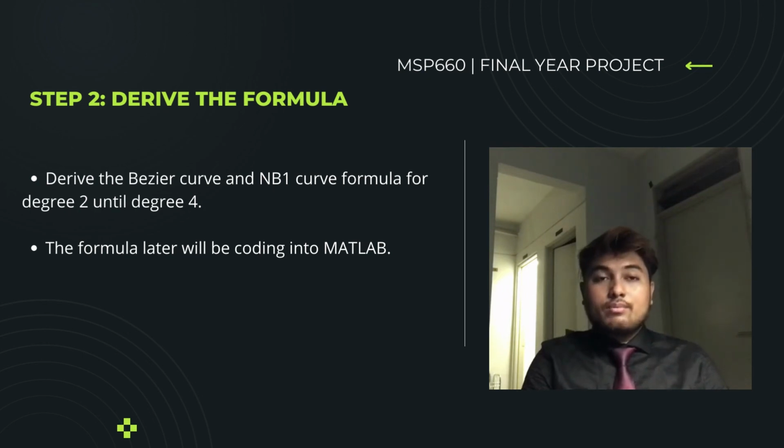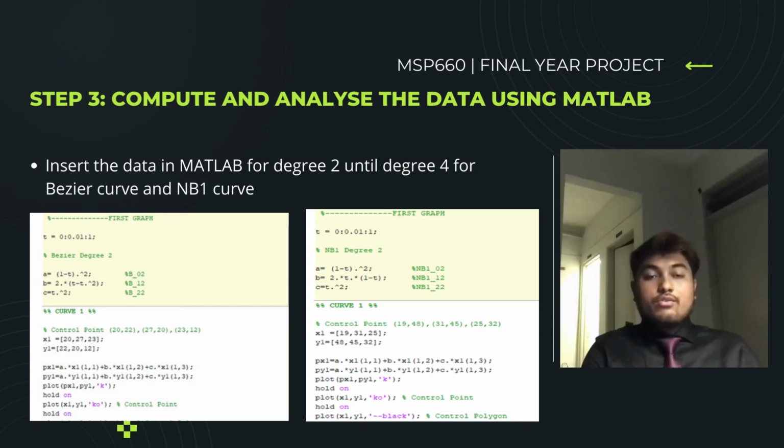We need to derive the Bezier curve and NB1 curve formulas for degree 2 until degree 4. The formulas that we get will be used in MATLAB to generate the pattern of the leaf. Okay, for step 3, we need to compute and analyze data using MATLAB. From the formulas that we get from step 2, we insert the data for the Bezier curve and NB1 curve for degree 2 until degree 4. The picture below is an example of the coding for the Bezier and NB1 curves.